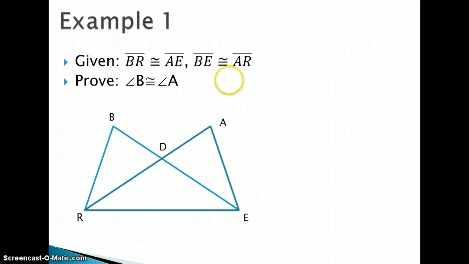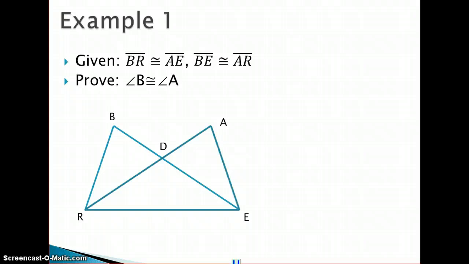So BR is congruent to AE, BE is congruent to AR. That's information that's given to me, and I'm going to go ahead and mark that off, and I'm going to use my green pen here to mark those. BR congruent to AE, and also BE congruent to AR. From there you can tell I've got two pairs of sides that are congruent, and I'm trying to eventually show that angle B is congruent to angle A. I'm just going to circle those so I can keep those in mind.